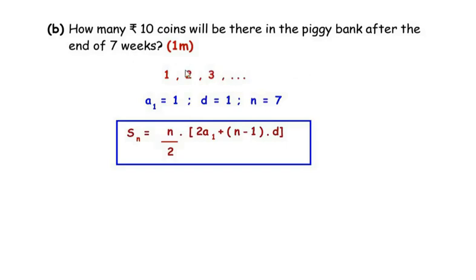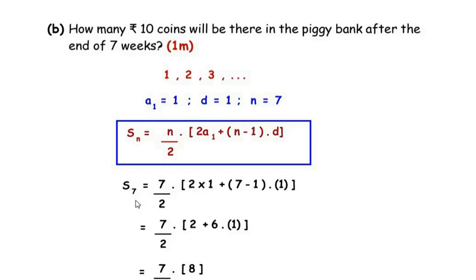And since we need to find out the total number of coins, we are going to make use of the sum of n terms of an AP formula, which is given as Sn is equal to n over 2 times (2a1 plus (n minus 1) times d). Now from the sequence generated, the first term of the sequence is 1. The common difference is going to be 1. And since we need to find out the total number of coins by the end of 7 weeks, n is going to be equal to 7.